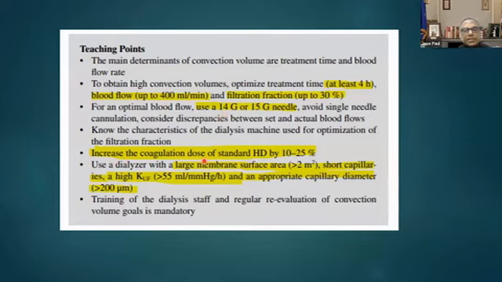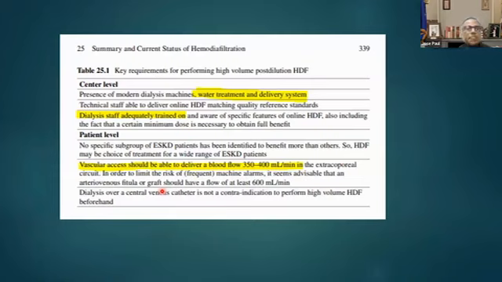Then you have to increase the standard dose of anticoagulation by 10 to 25%. You have to choose your hemodialysis membrane with a surface area more than 2 meters square. The short capillary should be used to prevent back filtration. You have to use a high KUF of more than 55 and an appropriate capillary diameter more than 200. So these are the general requisites.